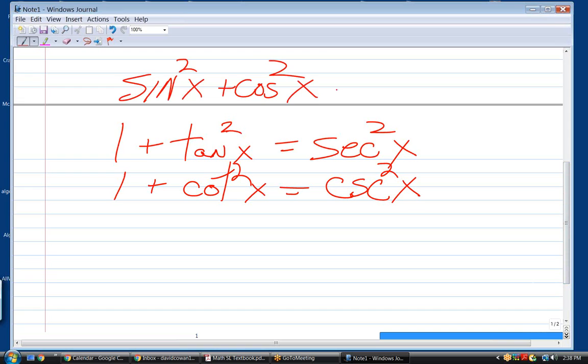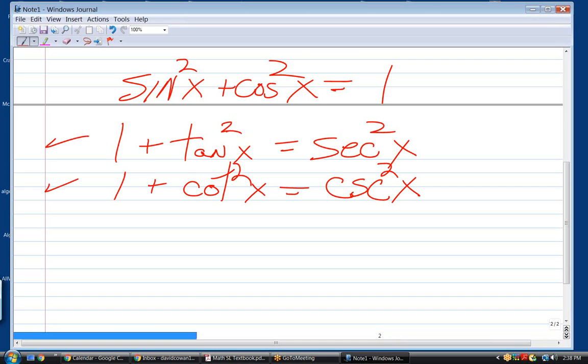Equals 1. That's the one you get taught in Algebra 2 class. And you maybe don't get to these two until you take trig. But this is the one they really expect you to know, even on the ACT and the SAT test. Well, not the SAT, but the ACT, they would expect you to know that one. I'm not sure they would expect you to know both of these.